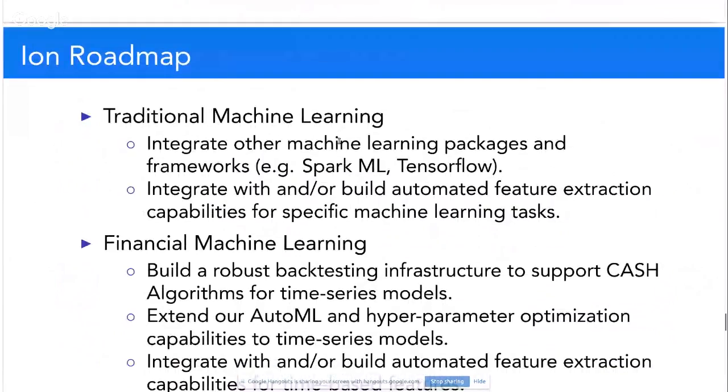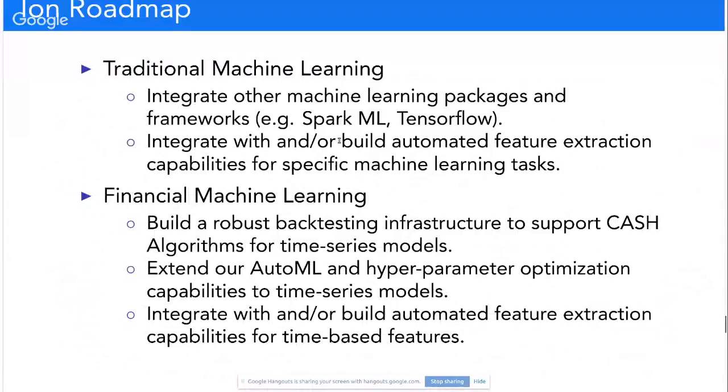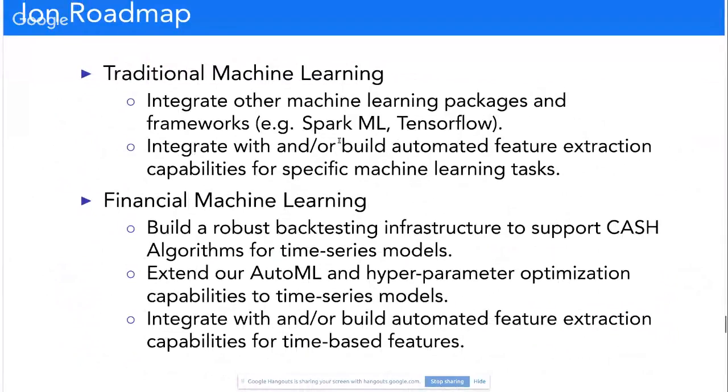So what we're looking at to do with Ion, for the traditional machine learning, meaning non-time series, we're looking to integrate other frameworks like Spark and TensorFlow and any open source machine learning packages that are useful. And the other thing we're looking for is to build out some of that automated feature extraction. So try to specialize our AutoML system a bit for specific applications to make it useful.